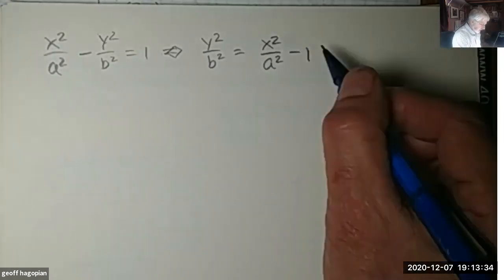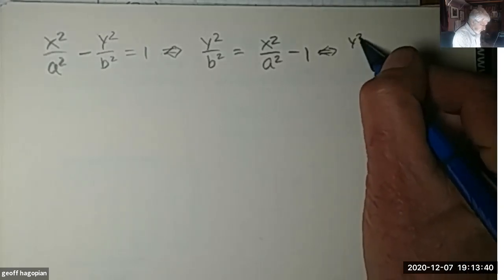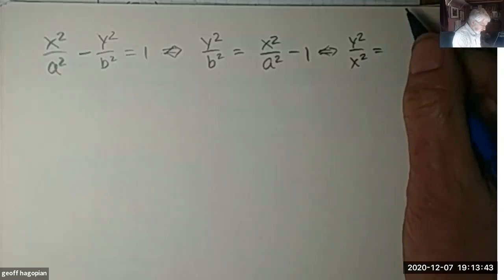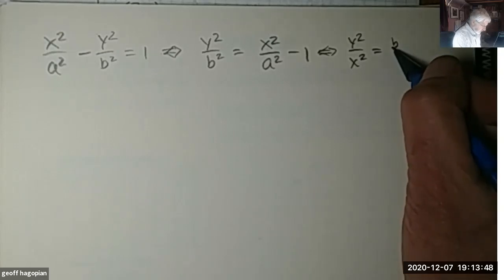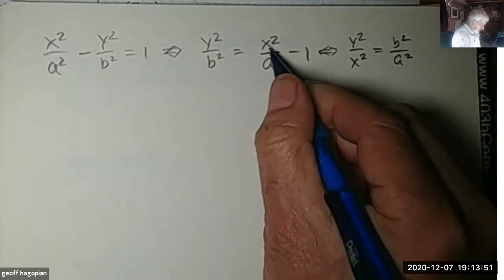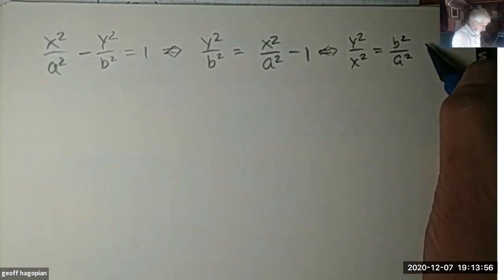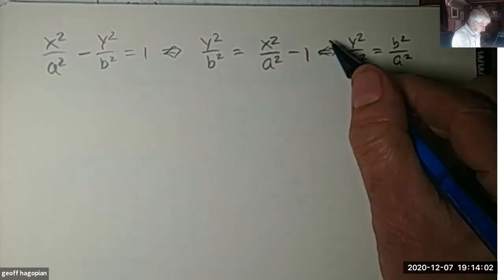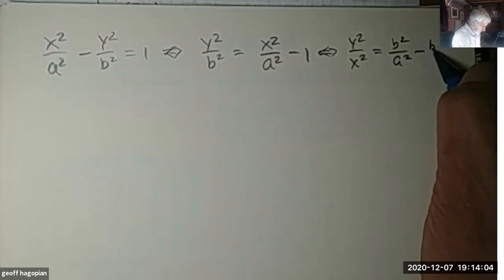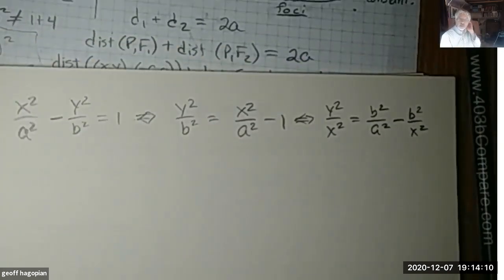Now I'm going to multiply by b squared and divide by x squared, okay? And I'm going to say that's equivalent to y squared over x squared equals b squared over a squared, because I divided both sides by x squared and multiplied both sides by b squared. And then there's going to be minus b squared over x squared. Oh, that's a little bit out of view there. So would you agree that's equivalent?